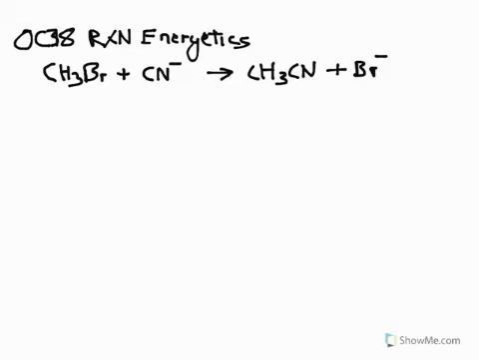This is outcome 38, reaction energetics. I'm going to use this reaction up here, CH3Br plus cyanide gives us acetonitrile, CH3CN, plus bromide ion, Br minus, to exemplify what we're talking about in this outcome.